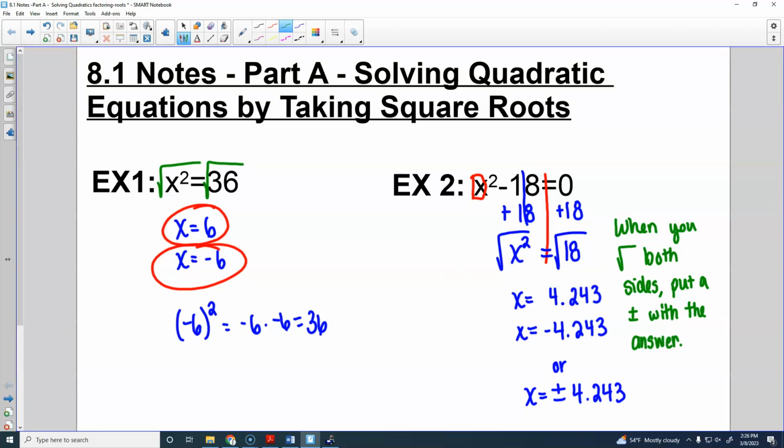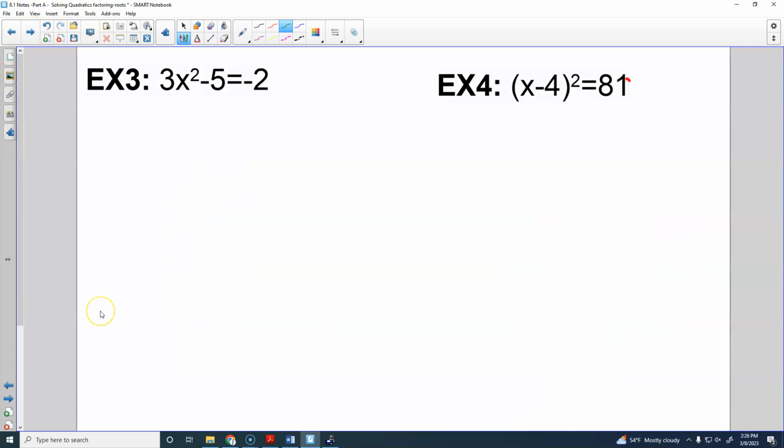Okay, so let's look at ones that are a little bit more complicated. What's an arrow doing there? What? What's an arrow doing there? It's just a mark that was made. Okay.